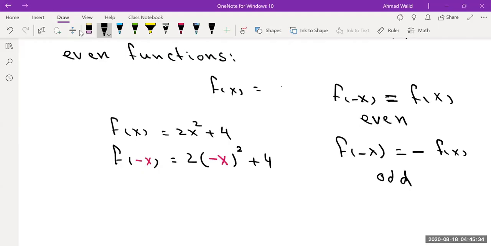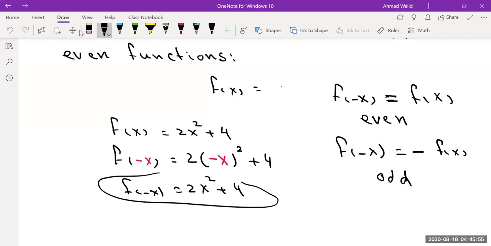Correct? For example, in here, you see I replaced my x with negative x. Let me work on this. 2 times negative x squared gives me back positive x squared plus 4. You see that here on this side, you have f of negative x. Look at the right side here. F of x equals x squared plus 4. F of negative x equals x squared plus 4. The right side is equal. It means your f of negative x becomes equal to f of x. Then this function is an even function.